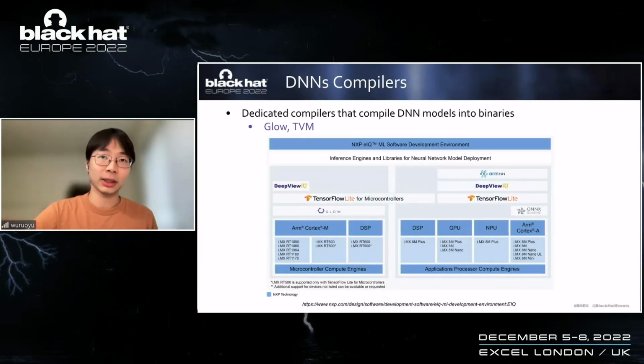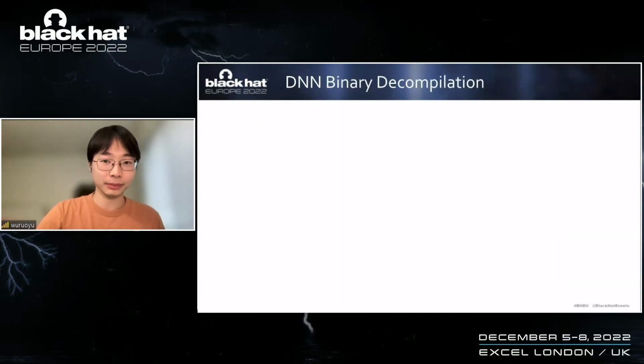When deploying deep neural networks on edge devices, dedicated DNN compilers such as Glow and TVM are usually used to compile the DNN model into a binary module. And this binary module will be linked with the main program and flashed onto the edge devices. In this work, we explore the possibility of decompiling those DNN binaries.